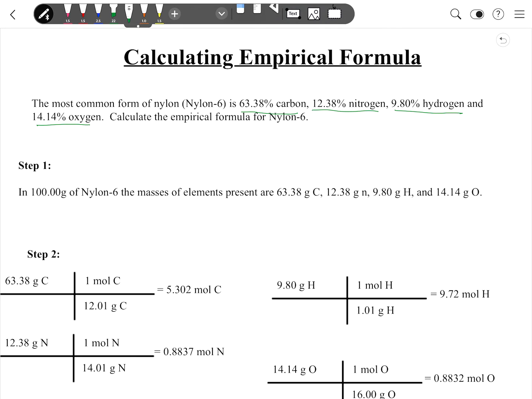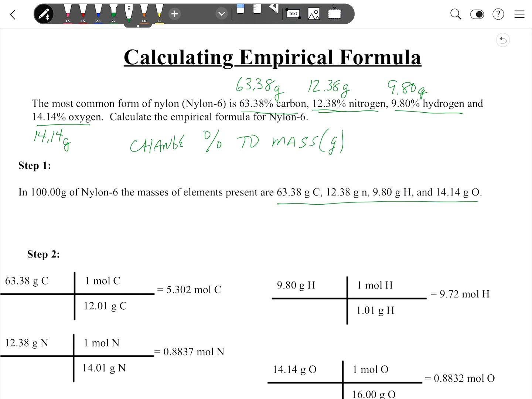So what we want to do is change the percentages to mass, and mass will always be in grams. Okay, so the way we do that is 63.38% is now going to become 63.38 grams of carbon. 12.38% nitrogen is going to be 12.38 grams of nitrogen. 9.80% hydrogen is going to be 9.80 grams of hydrogen, and oxygen will become 14.14 grams of oxygen. And that's what we need to start this process with. And you can see we have those numbers right here.